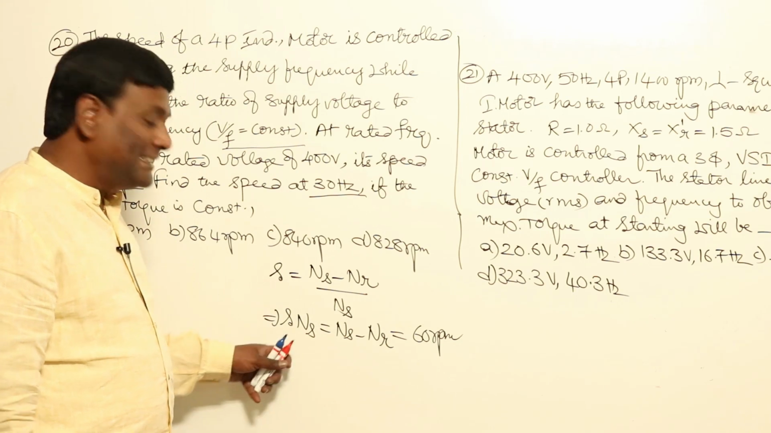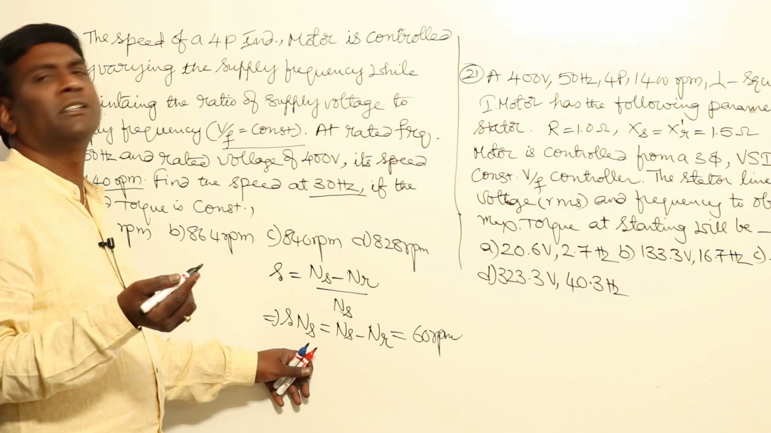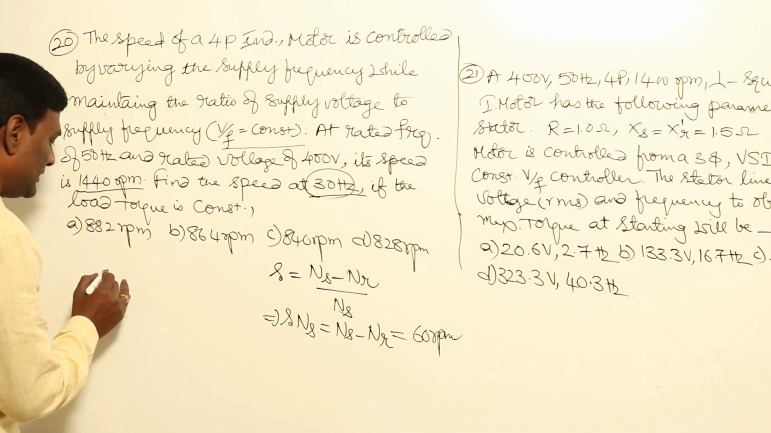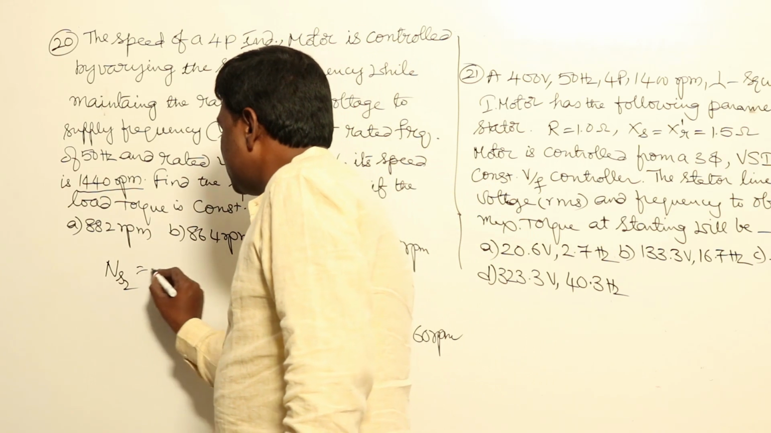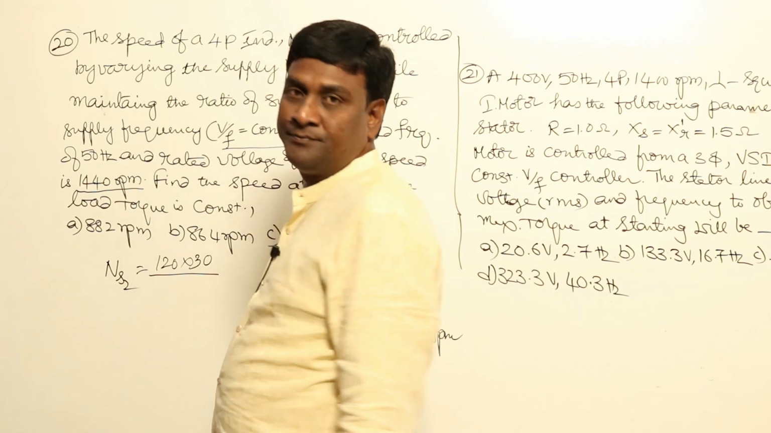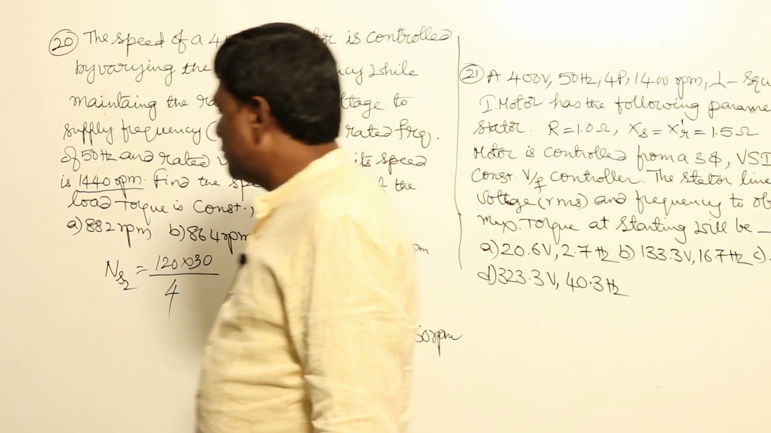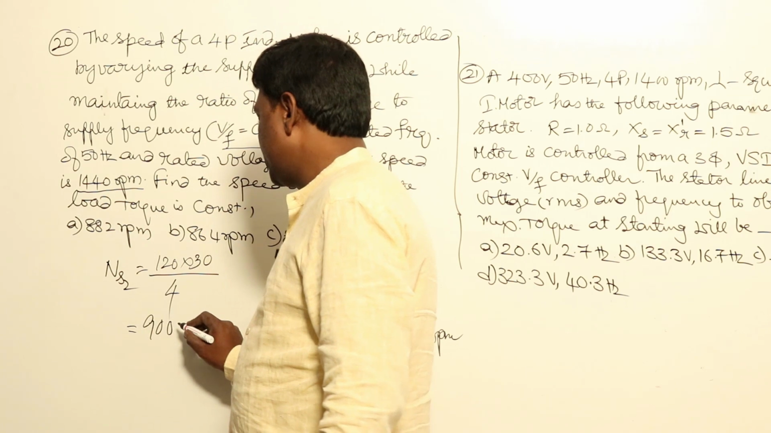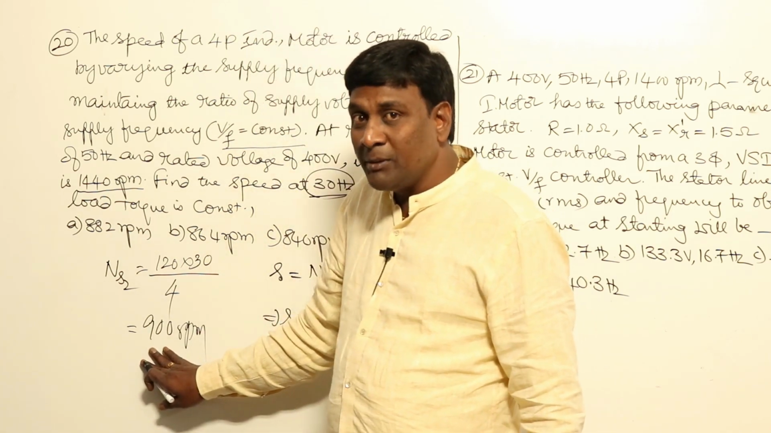Now this S·NS should be the same if you maintain V by F constant, yes, for the same load. In the second case the frequency is going to be 30 Hz. For 30 Hz, let me calculate NS2. NS2 is going to be 120 times the frequency of 30 Hz divided by P, 4 poles, so it is going to be 900 rpm. So NS is 900 rpm in the new case.